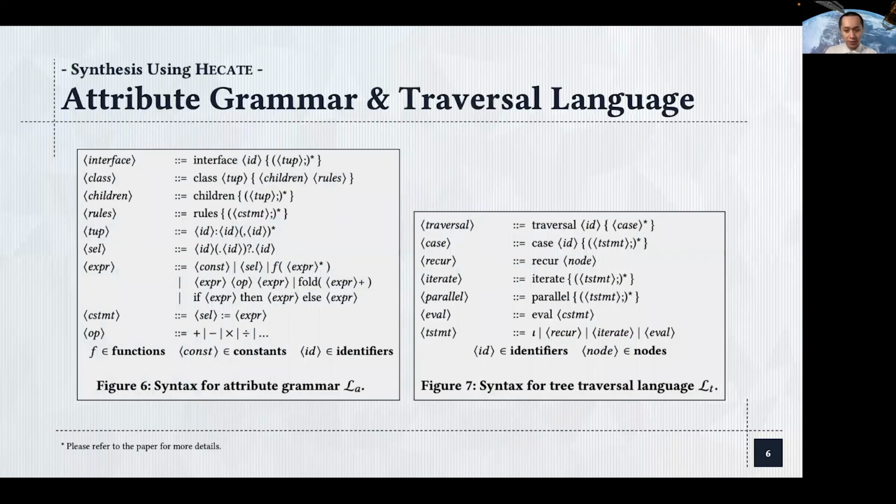Here's the syntax of the language for writing attribute grammars and traversals in Hecate. Please refer to the paper for more details if you're interested in the full language design. For the follow-up slides for demonstrations, we'll only be using a subset of the language, which I'll explain when necessary.